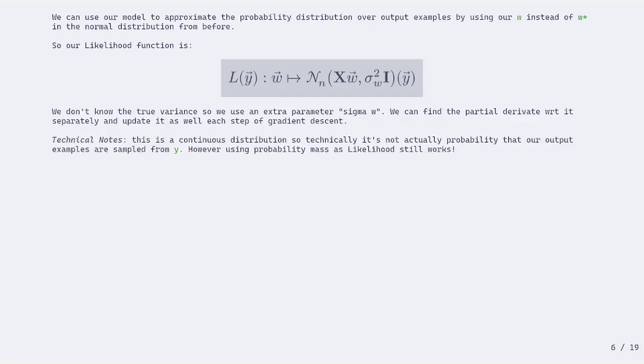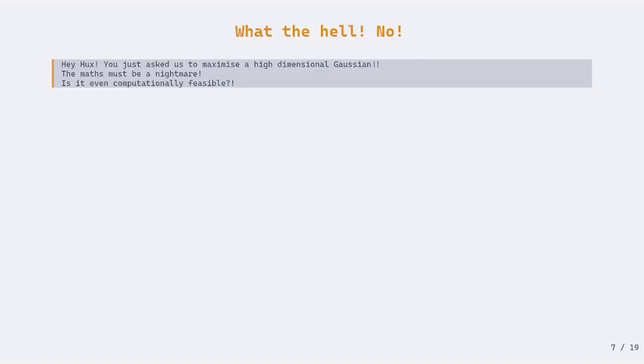This is a continuous distribution, so technically what we're looking at here is a probability mass function, but due to optimization, it doesn't actually make a difference. They're still going to have the same maximum. But this is ridiculous. What am I doing? I'm asking you to maximize a high dimensional Gaussian. The maths for that is going to be horrible. Would you even be able to compute that in a reasonable amount of time?